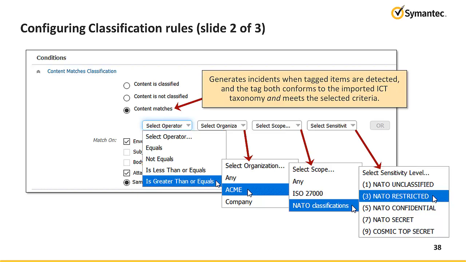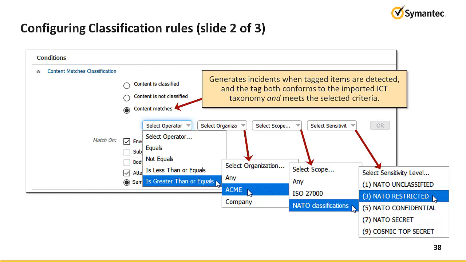To meet these requirements, the DLP policy author configures the content matches condition as follows. 1. From the operator dropdown, select is greater than or equals. This detects tagged items that have a sensitivity level equal to or higher than the value selected in the sensitivity level dropdown. 2. From the organization dropdown, select Acme.